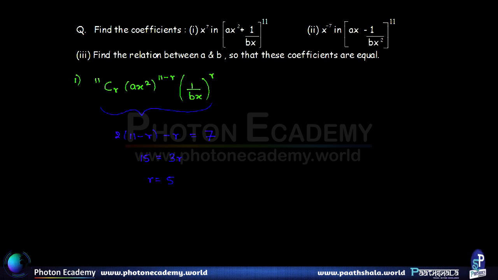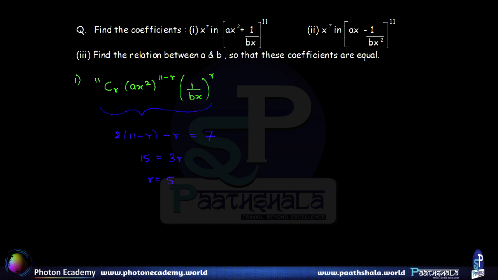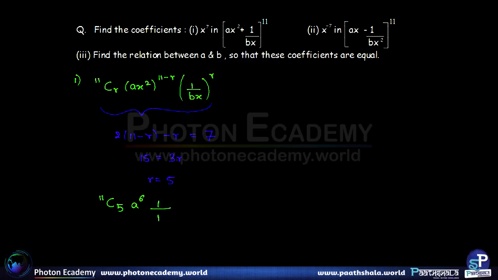Okay, so now r is equal to 5. Substituting this value in the equation that we wrote, it will become 11 choose 5, then a raised to 11 minus 5, which is 6, and b raised to 5. Okay, so this will be the coefficient of x raised to 7. So that's our answer.